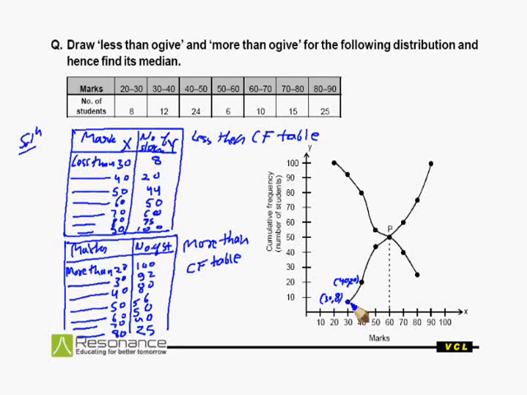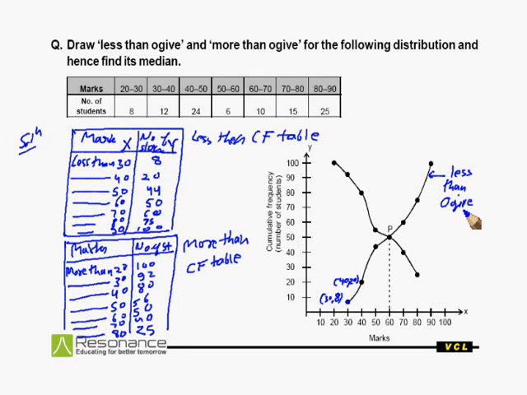Like that we have to draw the less than ogive curve. This curve is representing the less than ogive curve. While plotting these points, we join them by a freehand sketch curve, not by a scale. So we have to join all these points by freehand. So this curve is representing the less than ogive.